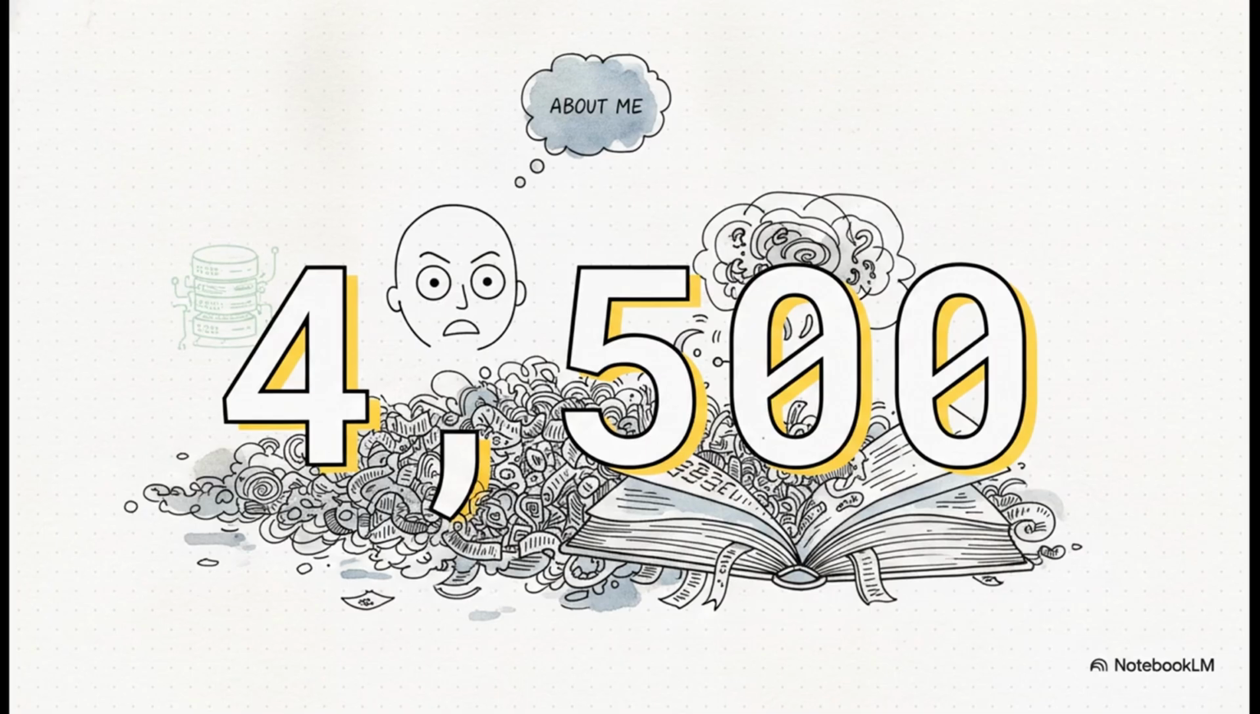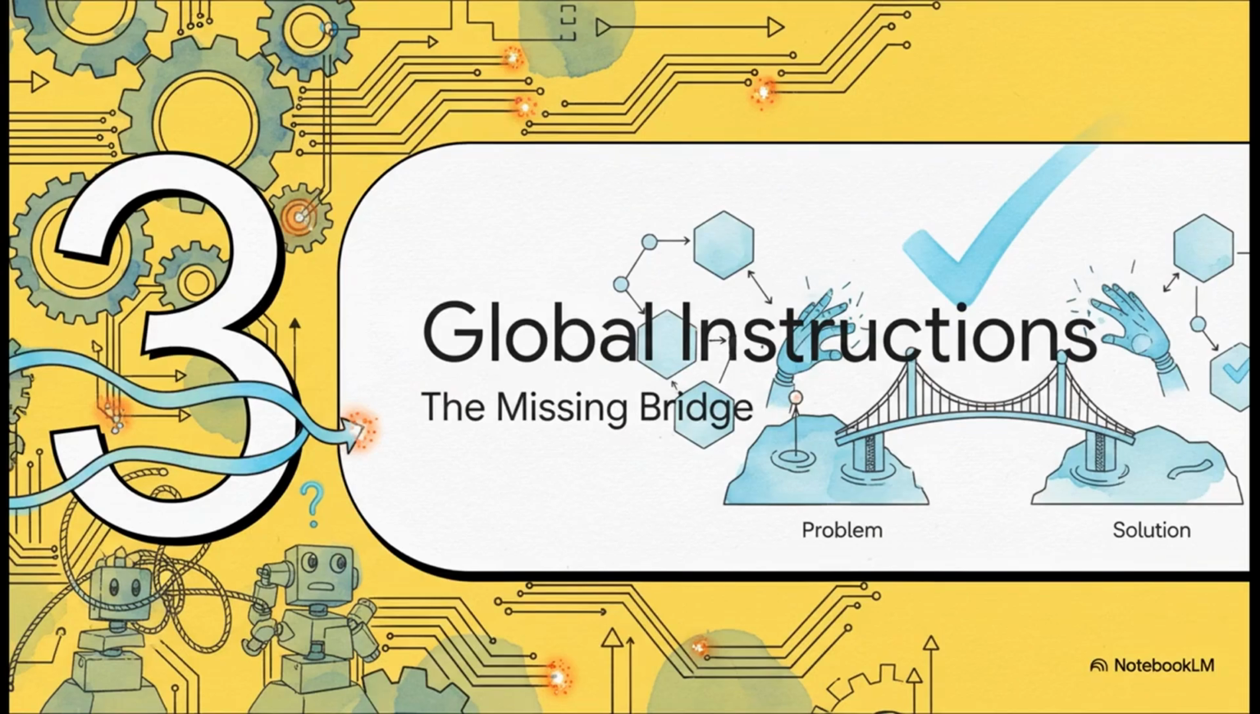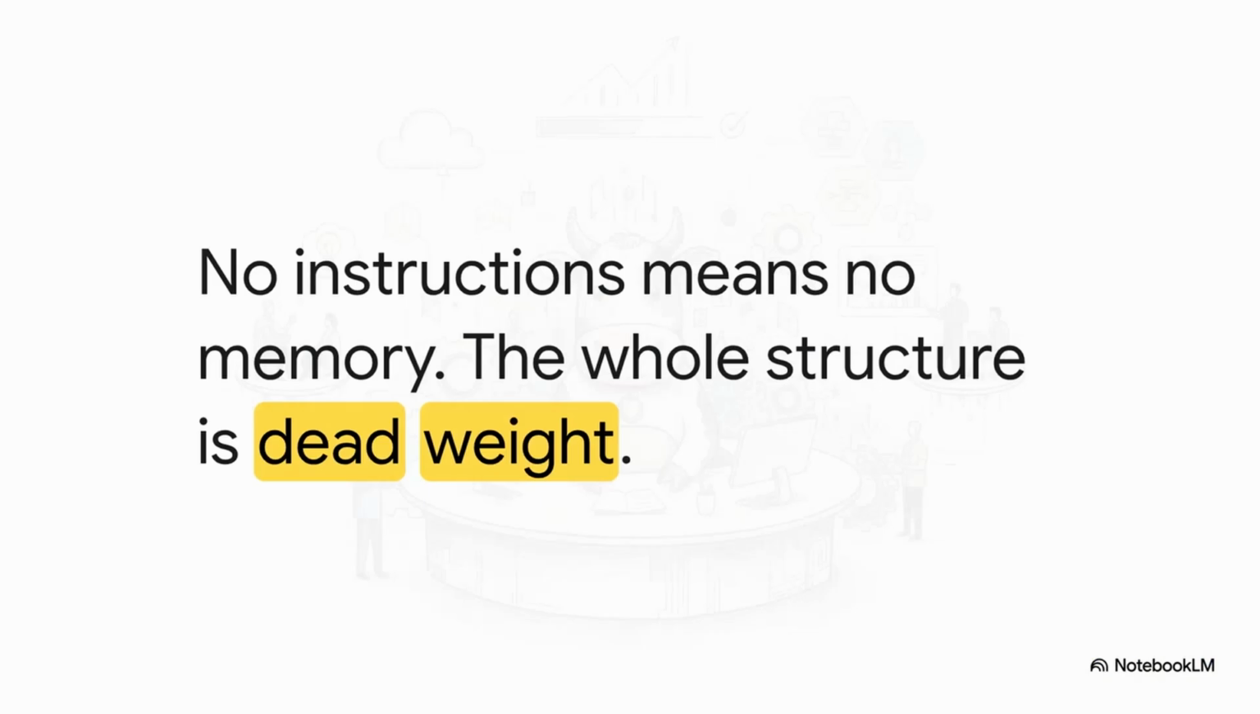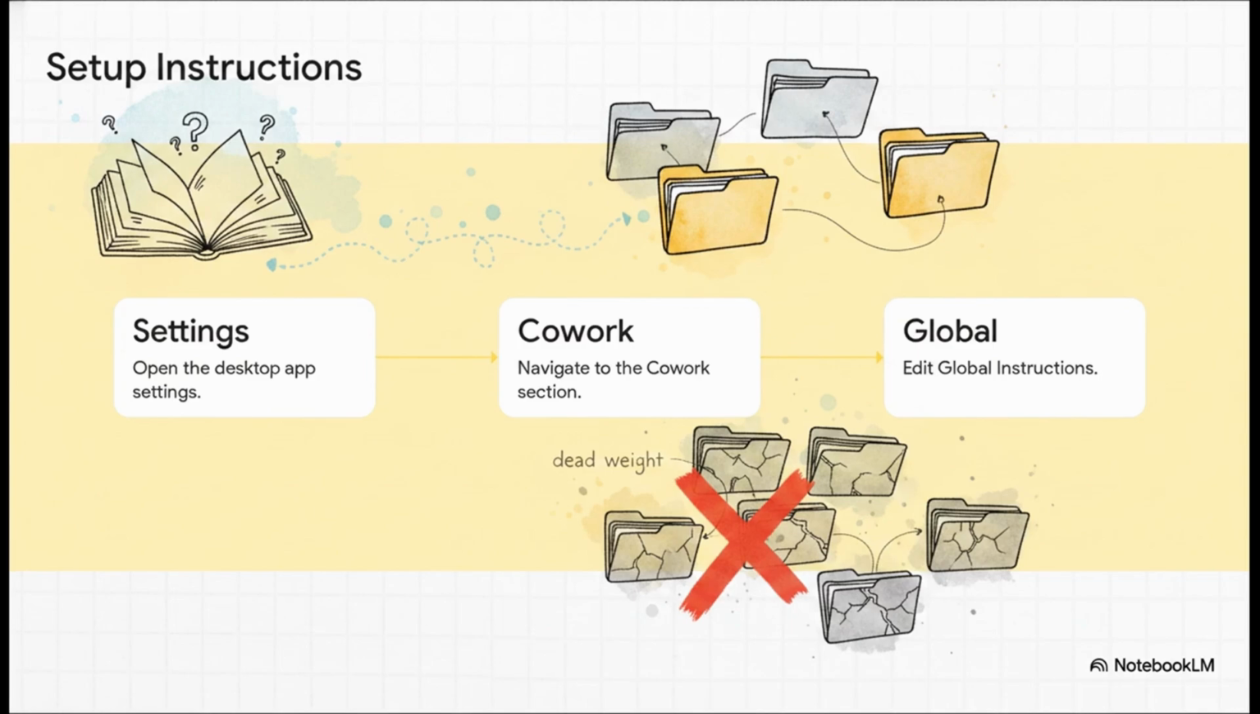Next up, let's talk about fixing global instructions. All right, here is that main problem I mentioned earlier. This is the one step almost everybody skips. Look, just dumping files onto your disk, that's not going to cut it. Connecting the folder gives Claude a door to walk through. But the thing is, Claude has absolutely no idea what's actually inside that room until you explicitly tell it. You have to add a description, and you do that by opening Settings, going to Cowork, and hitting Edit Global Instructions. If you don't add instructions, Claude has no memory of your folders. And without that memory, your beautifully organized structure is just dead weight.